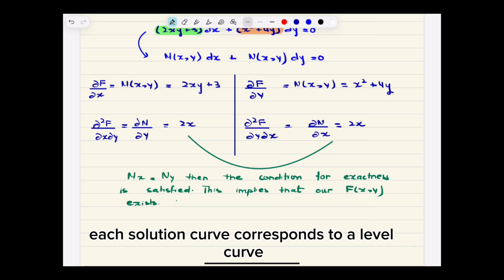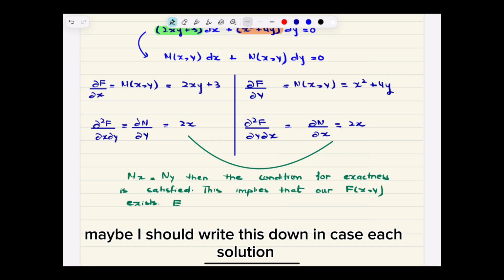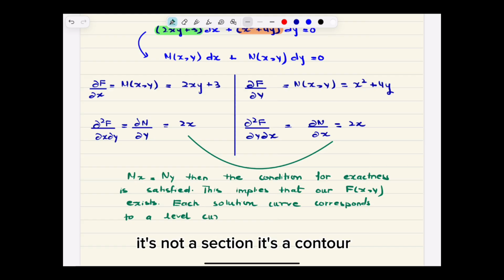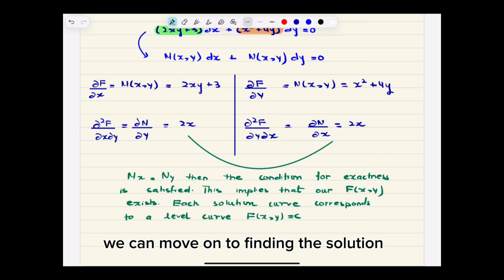And obviously each solution curve corresponds to a level curve. Maybe I should write this down in case. Each solution curve corresponds to a level curve. It's not a section, it's a contour. F(x,y) is equal to some constant c. Okay, so now that we know that this is exact, we can move on to finding the solution.